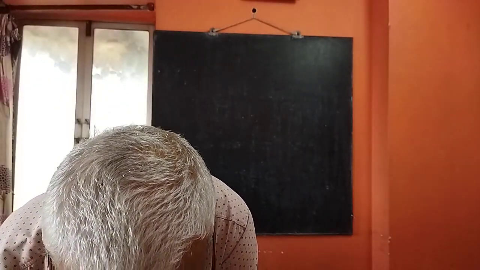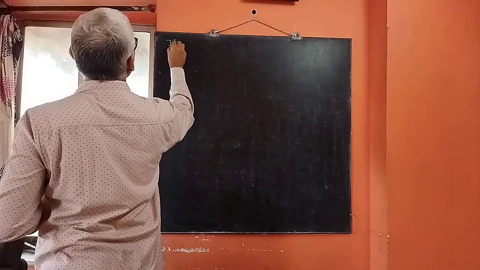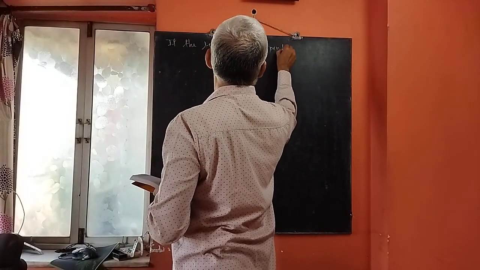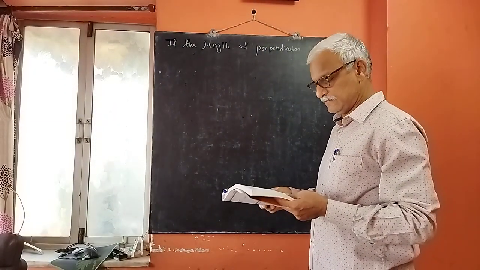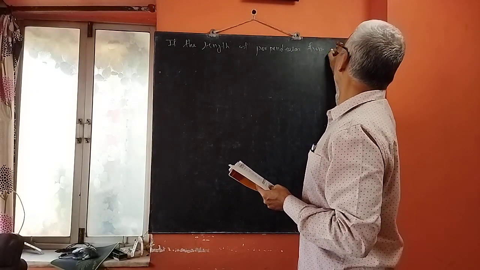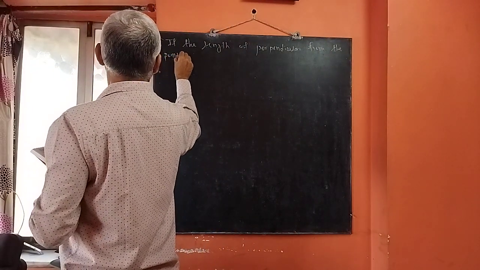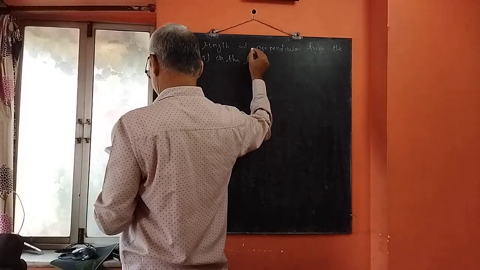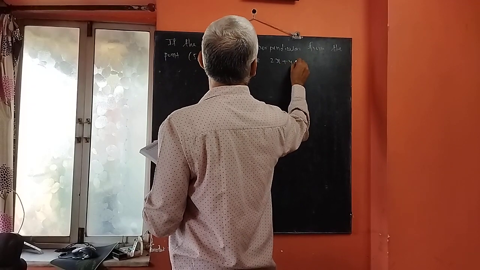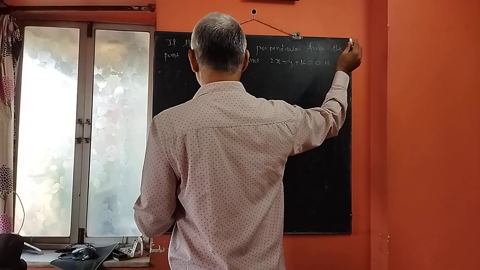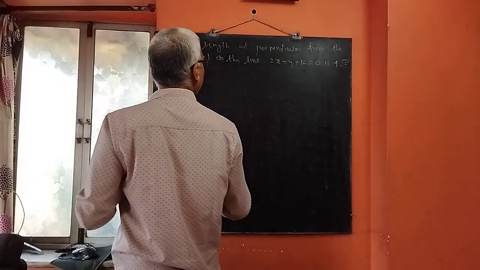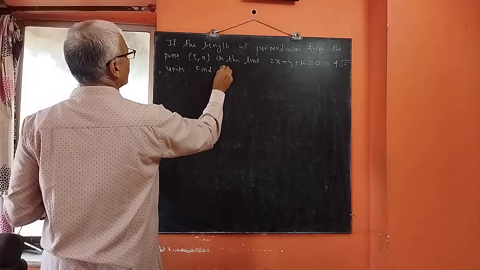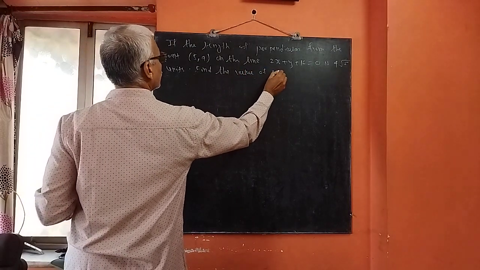The condition is that if the length of perpendicular from the point (5, 4) on the line 2x plus y plus k equals to 0 is 4 root 5 units. Find the value of k.